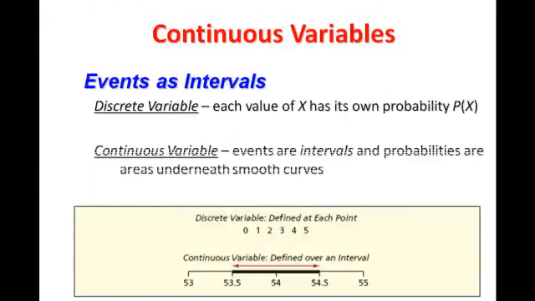When we're talking about continuous variables, you know that a continuous variable includes decimal places. It's not integers. And as such, we could say that these variables are intervals. We're going to be looking at them as probabilities or areas underneath curves. We've done the discrete variable, and in the discrete variable, every value of x has its own probability. Well, continuous variables are different because there are an infinite number of values for x.